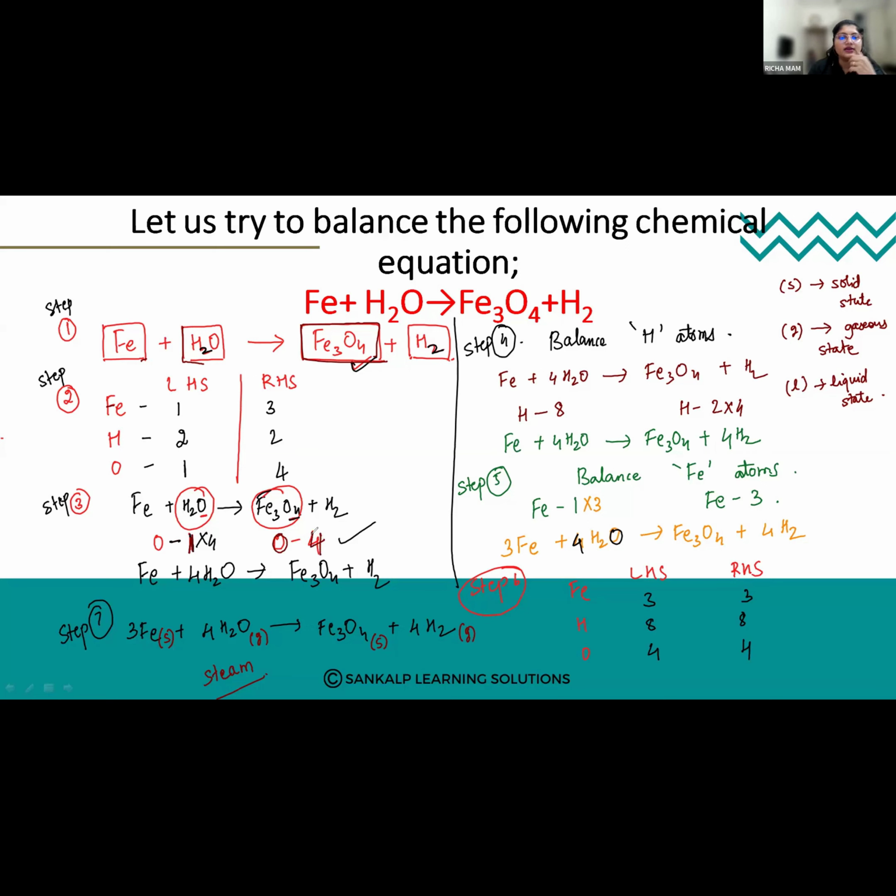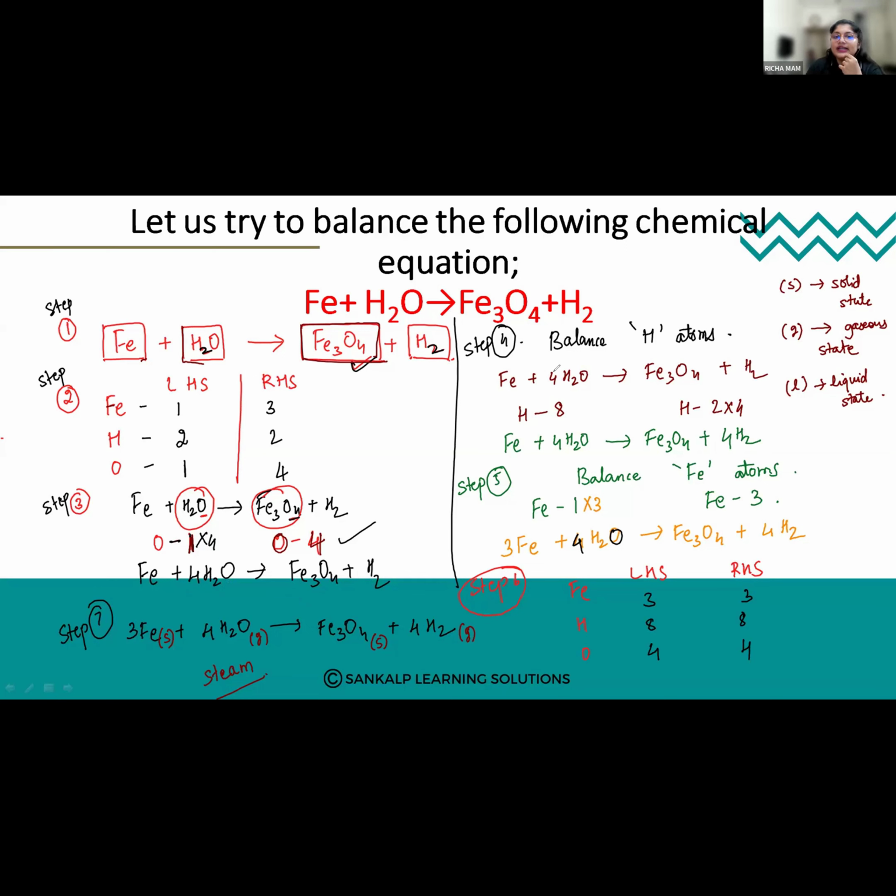Now, to make oxygen atoms 4 on the left hand side, what do I have to do? I have to multiply it by 4. When I multiply the left hand side 1 oxygen by 4, I get 4. So on both the left hand side and the right hand side, the number of oxygen atoms will be 4. So what we have got is Fe plus 4H2O giving you Fe3O4 plus H2.